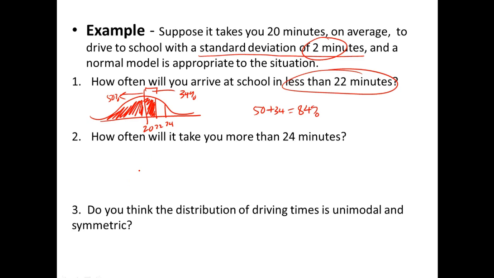How long would it take you more than 24? More than 24 is going to be from here and up. So that's the same as the Dutch male question that we did earlier. That's going to be 2.5%. They may ask you some vocab questions like, do you think the distribution of driving times is unimodal and symmetric? Unimodal and symmetric are 2 characteristics of the standard normal curve, and this clearly is a standard normal curve that we're doing, so we would say yes here.